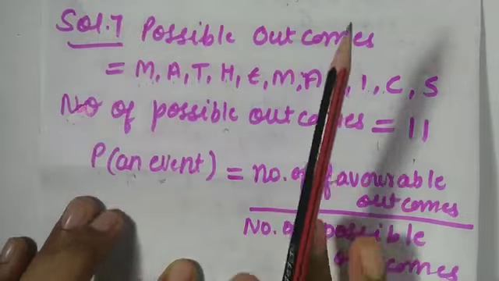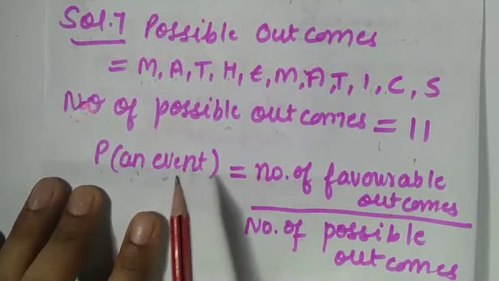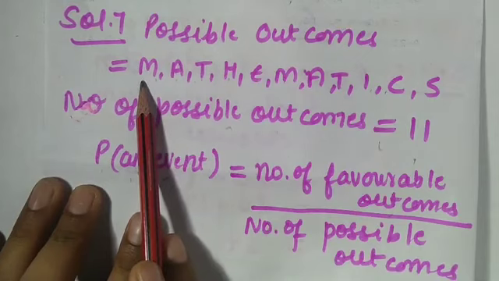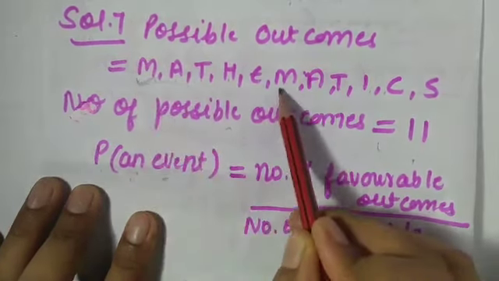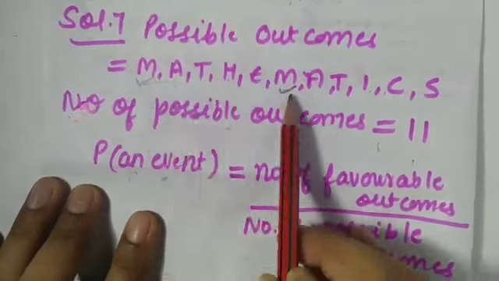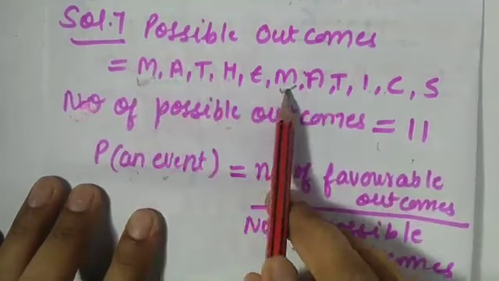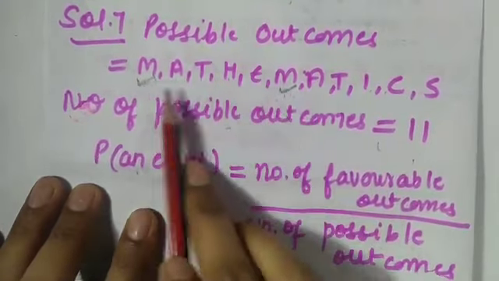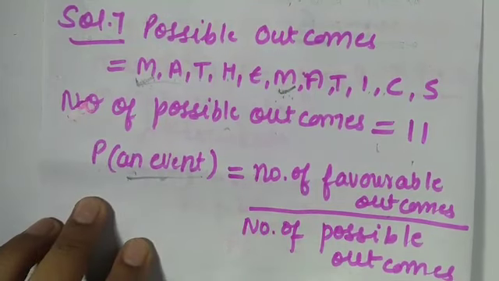So we have to find the probability of the letter M. How many M's are there in the possible outcomes? 1, 2. So there are two cards bearing letter M. So we have two favorable outcomes, because we have to find the probability of M.